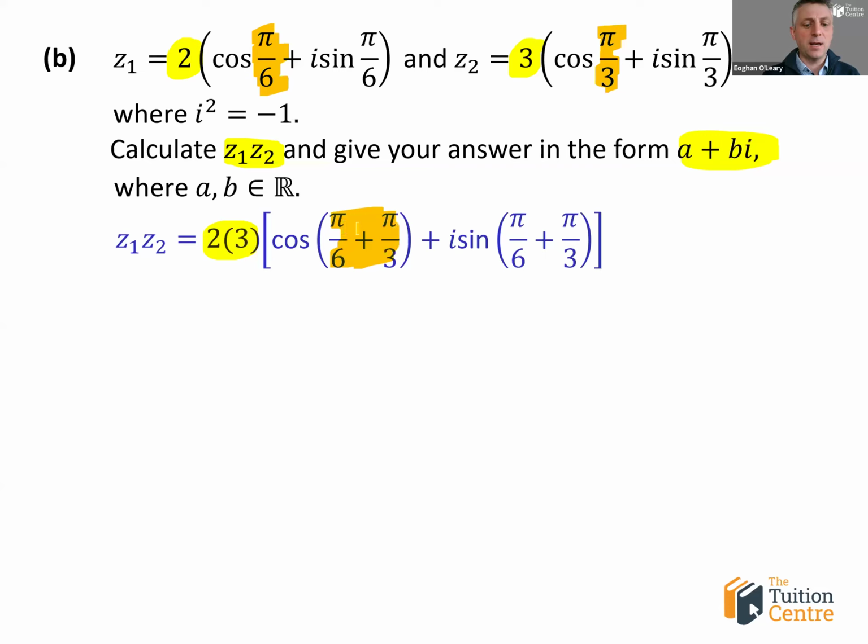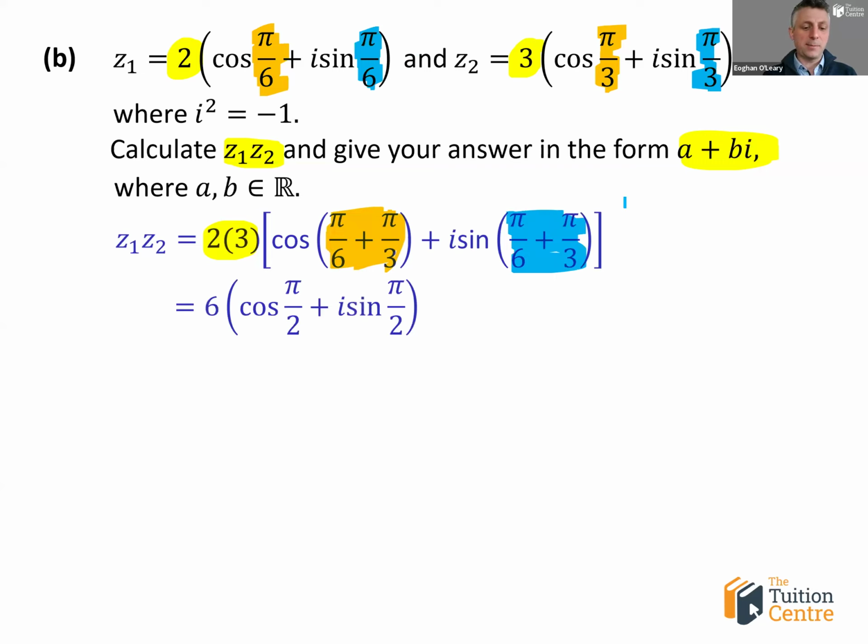So you get cos of (pi over 6 plus pi over 3). And the exact same for sine. You're adding the pi over 6 and the pi over 3. So you get pi over 6 plus pi over 3. And you get 6 times (cos pi over 2 plus i sine pi over 2). And you do have to remember to get this in the form that's asked. Otherwise, you're not going to get full marks.